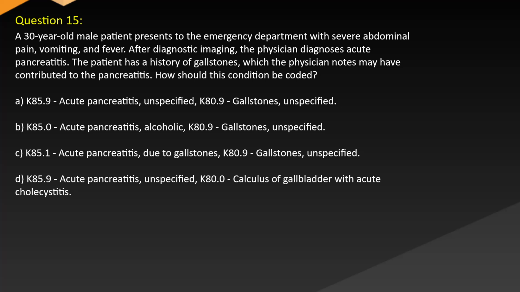A. K.9, acute pancreatitis unspecified, K.9, gallstones unspecified. B. K.0, acute pancreatitis alcoholic, K.9, gallstones unspecified. C. K.1, acute pancreatitis due to gallstones, K.9, gallstones unspecified. D. K.9, acute pancreatitis unspecified, K.0, calculus of gallbladder with acute cystitis.